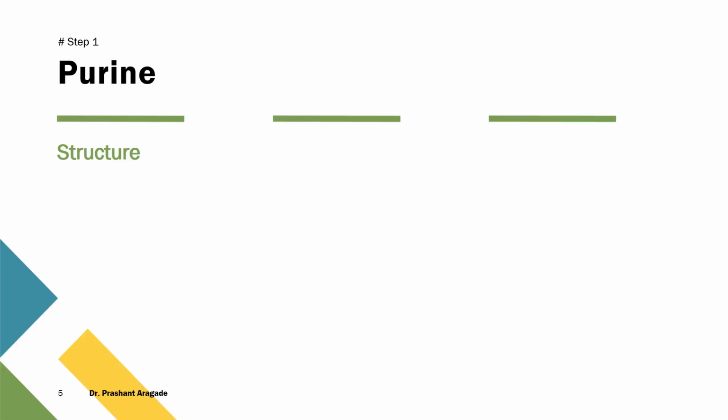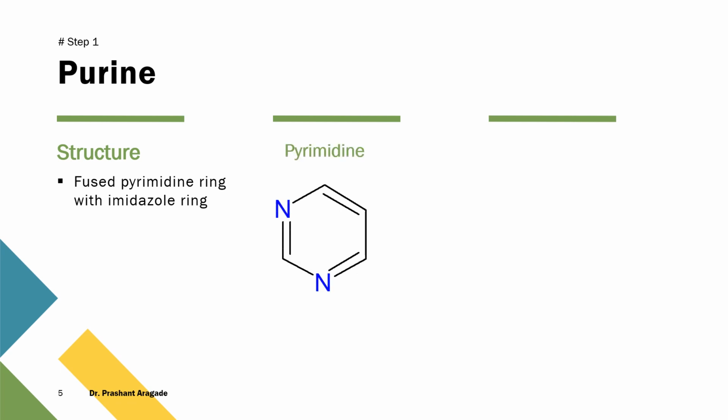So step number 1, purine. The structure of purine contains a pyrimidine ring fused with an imidazole ring. So first you have to know the structure of the pyrimidine and imidazole rings like this. Pyrimidine is a 6-member heterocyclic ring containing 2 nitrogens, one at position 1 and another at position 3. The second ring is imidazole, which is a 5-member heterocyclic ring containing 2 nitrogen atoms, one at position 1 and another at position 3. So the fusion of these two rings becomes purine.